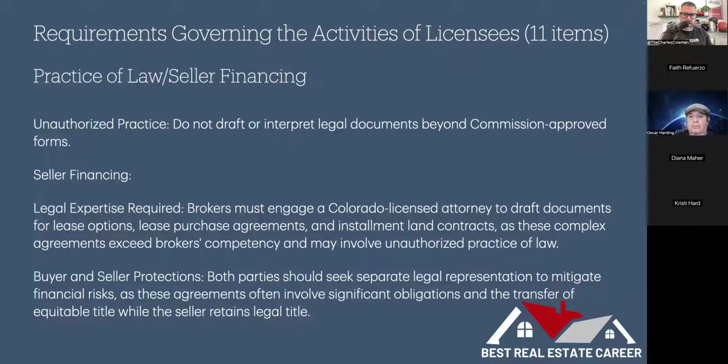And when we start talking about installment land contracts, lease purchase agreements, these rent to owns, lease options, that is above our pay grade. That's law at that point. We do not have the ability to advise. We do not have the ability to put this contract together. This is above our competency. If you were to get involved in this transaction, that is the unauthorized practice of law. And you're probably gonna get in trouble. You're definitely gonna get in trouble. I actually think you could potentially lose your license.